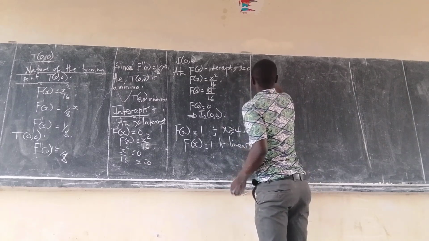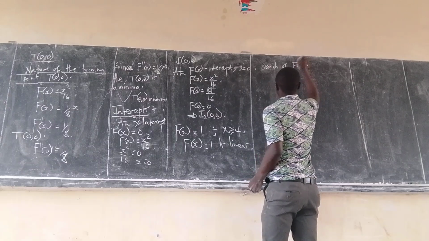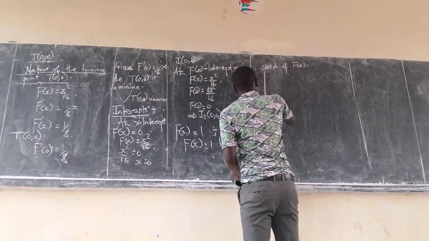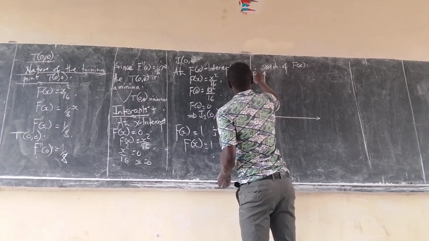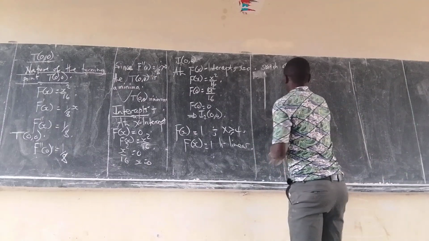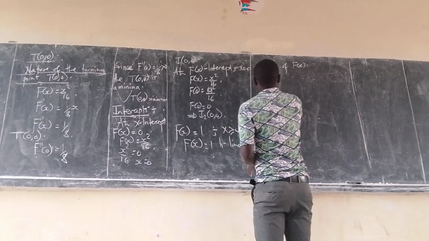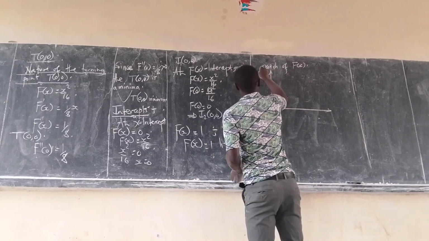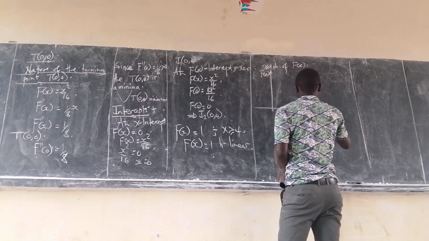So we begin, this is now the sketch of capital F of x. We begin by drawing the capital F of x-axis. So this is the capital F of x. This is our capital F of x-axis. And this is the x-axis.